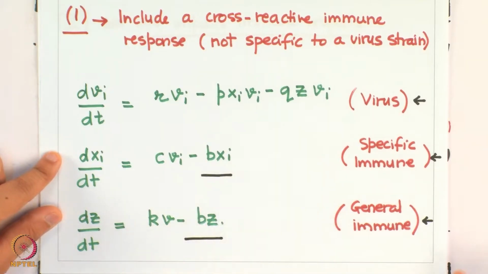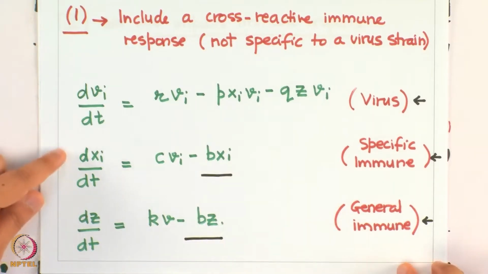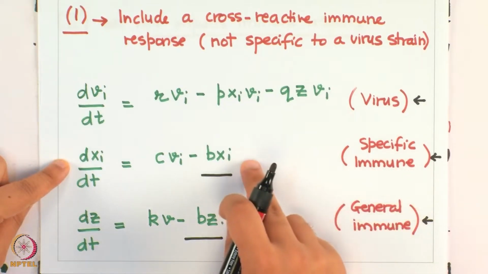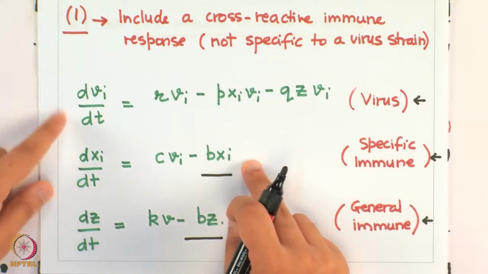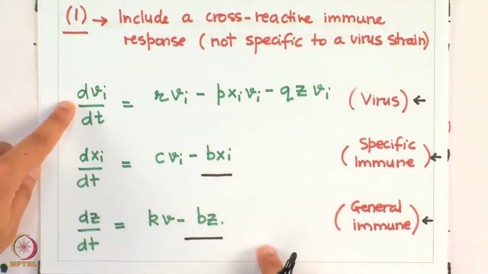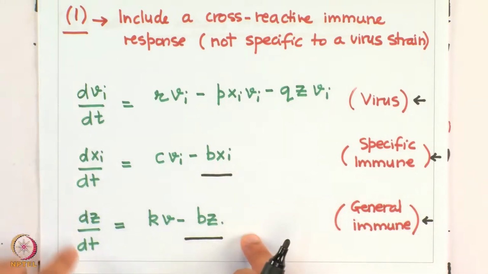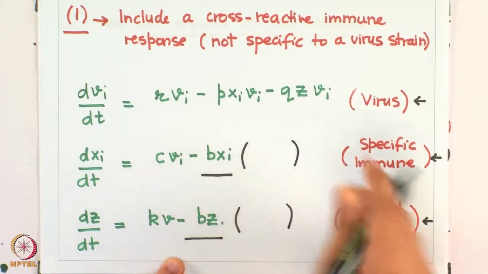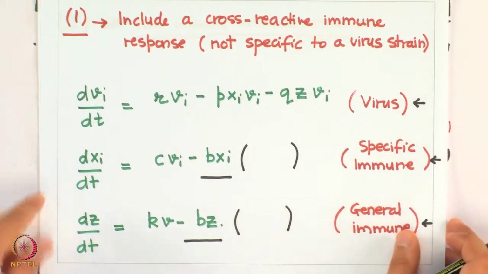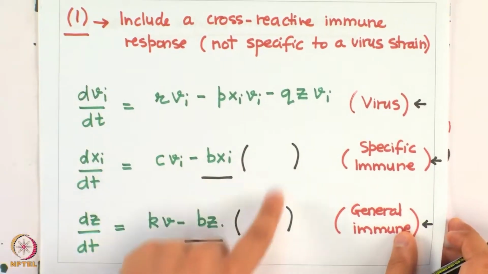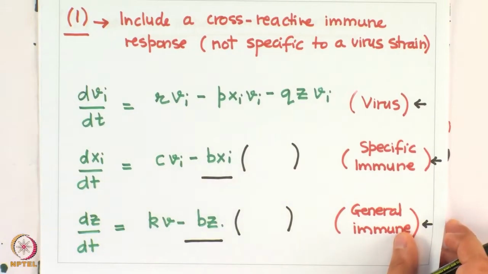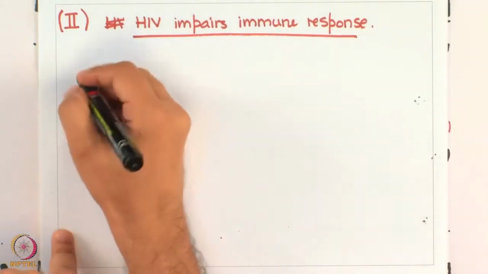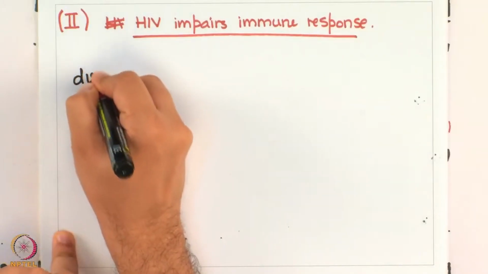Both these responses: if the virus acts to control only the specific immune response, then there should be a term which captures that fact here. And if the presence of virus also compromises the general immune response, then there should be a term which captures that in the other equation. So, the second facet that we are interested in, that the virus compromises the immune response, should be captured via terms in these two equations. And the way we do that is, again, let us write down our three equations again.